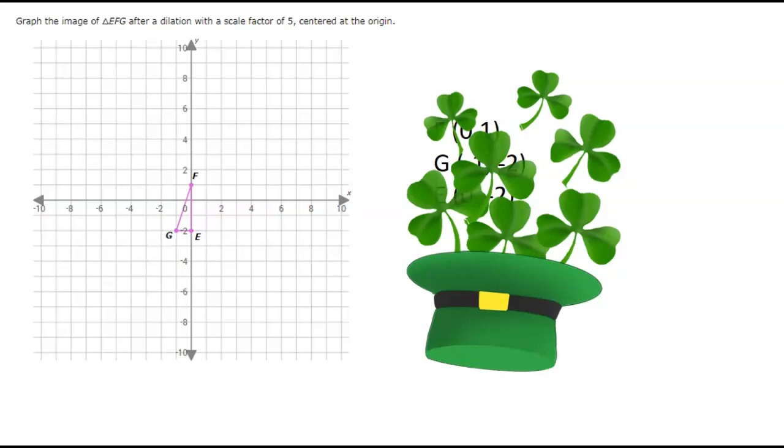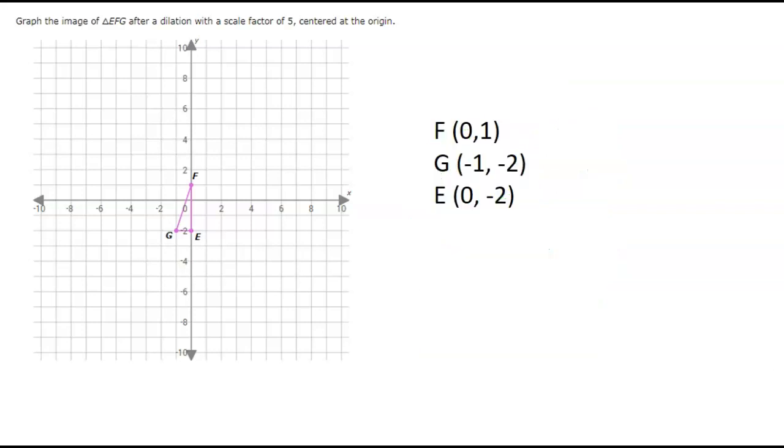So first thing we need to do is figure out the coordinates for each of the points on this triangle. So go ahead and take a second and write down those coordinates for each point. And then I want you to double check that you have it correct. Okay, feel free to pause. So you should have gotten the point for F, 0, 1, for G, negative 1, negative 2, for E, 0, negative 2. Now we have to apply our scale factor.